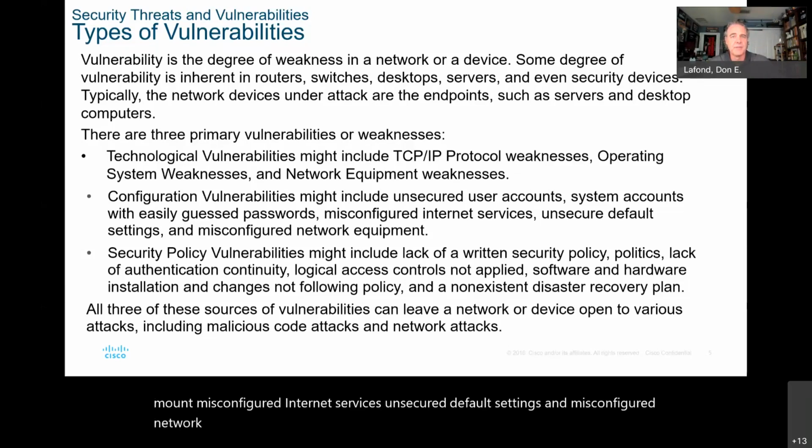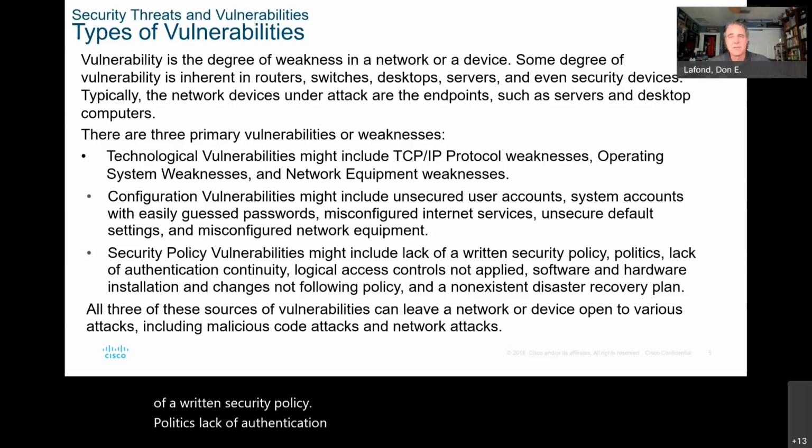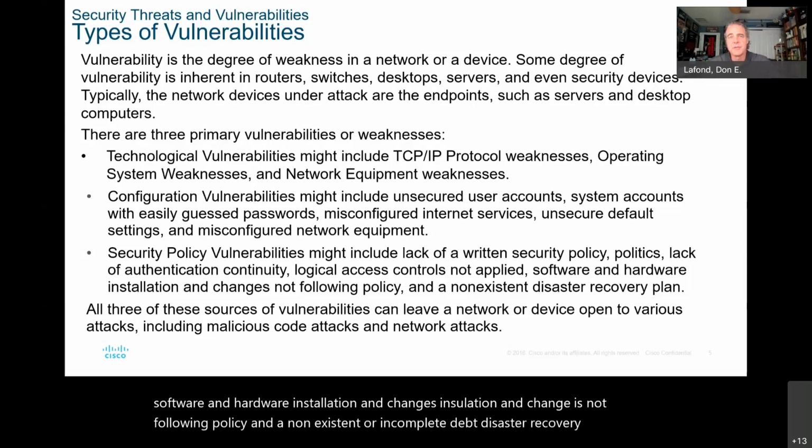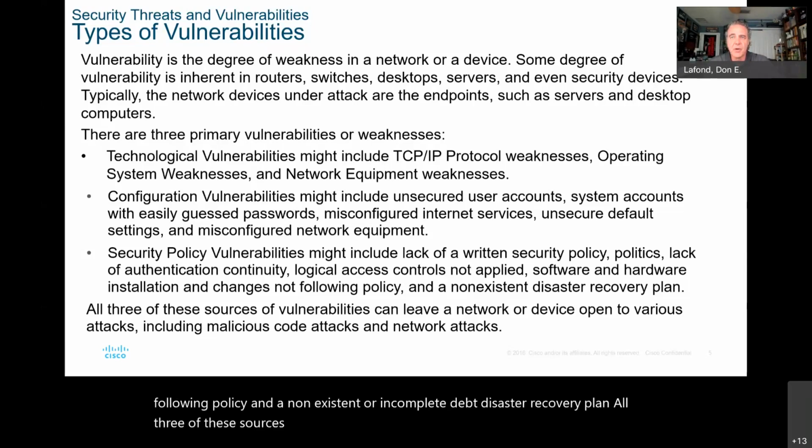Security policy vulnerabilities might include lack of a written security policy, politics, lack of authentication continuity, logical access controls not being applied, software and hardware installation and changes not following policy, and a non-existent or incomplete disaster recovery plan. All three of these sources of vulnerabilities can lead to a network or device open to various attacks, including malicious code attacks and network attacks.